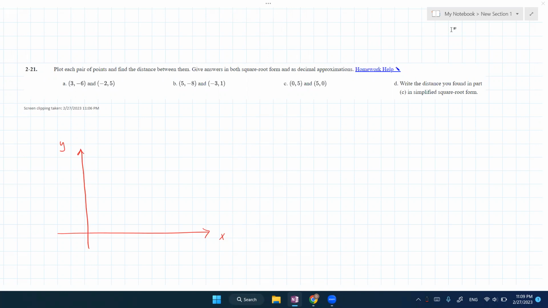In this problem, we want to find the distance between 2 points. So let me talk about this in general. If we have 2 points, like this point, the coordinates are x1, y1, and another point here, the coordinates are x2 and y2. So the goal is to find the distance between these 2 points. So how far are these?